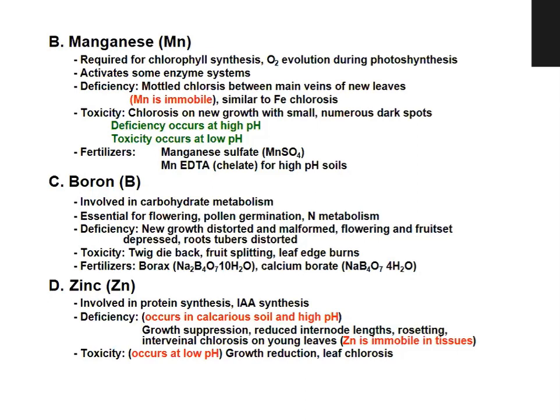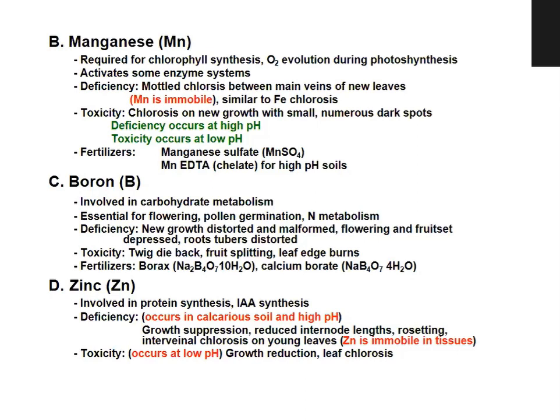Then another micronutrient is zinc. The role of zinc: it is involved in protein synthesis and IAA synthesis, that is indole acetic acid synthesis. What are the deficiencies of zinc? Usually it occurs in calcareous soil at high pH. It produces growth suppression, reduced internode lengths, rosetting, that is bush type appearance.